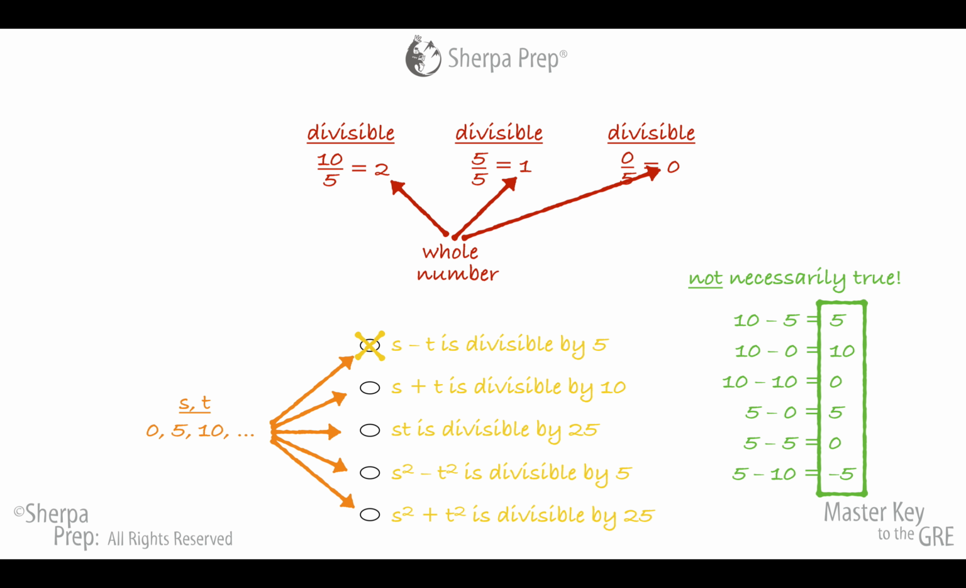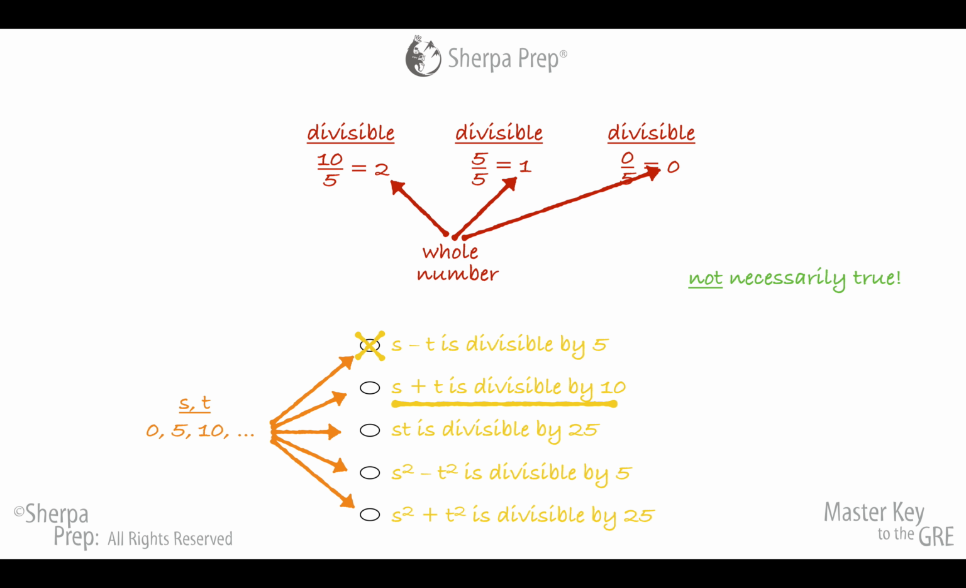What's not always true is the second statement. If we plug in, say, 10 for s and 5 for t, we get 15. And 15 is not divisible by 10 because the division doesn't give us a whole number, it gives us a fraction. In other words, the second answer choice is not necessarily true, and that makes it the correct answer.